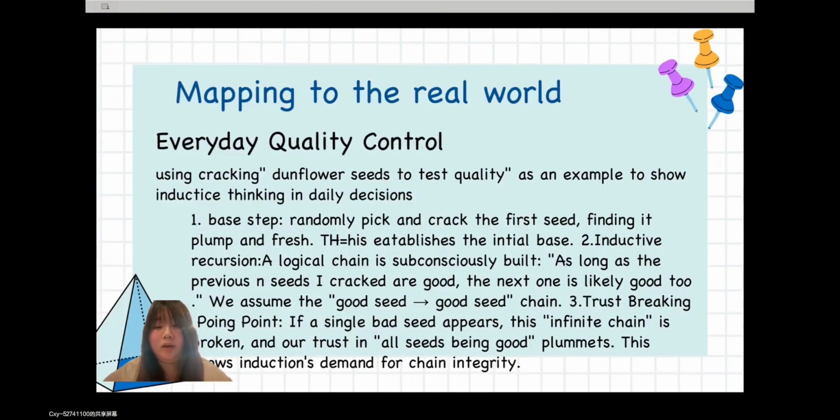Story 3, sunflower seeds. You pick a few seeds from a bag. The first few are good, so you start to believe the next one will be good too. This is everyday induction, but it's fragile. If you suddenly find a bad seed, you lose trust. This reminds us that induction only works if the chain is absolutely reliable. In real life, chains often break, so we must be careful.